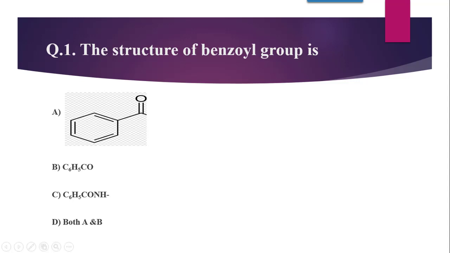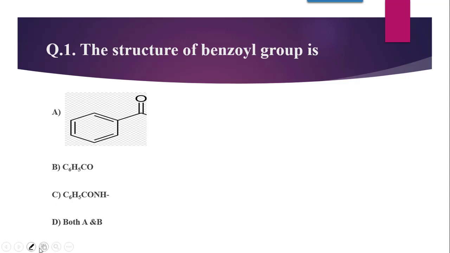Now benzoyl, this is to be stressed upon. Benzoyl structure is this first option. As you can see, this is phenyl ring and this is C double bond O. In option B also you can see this is C6H5, that is phenyl, and CO. So both are almost same.